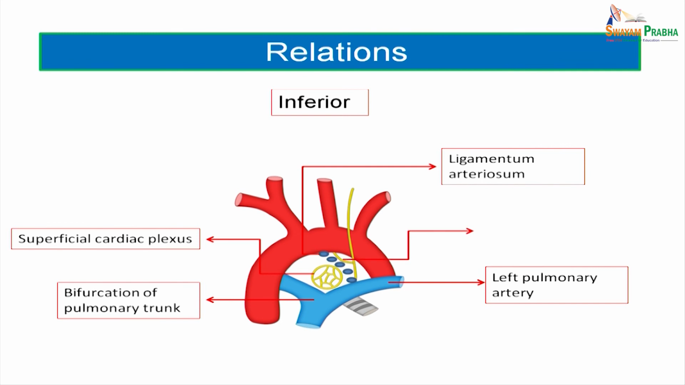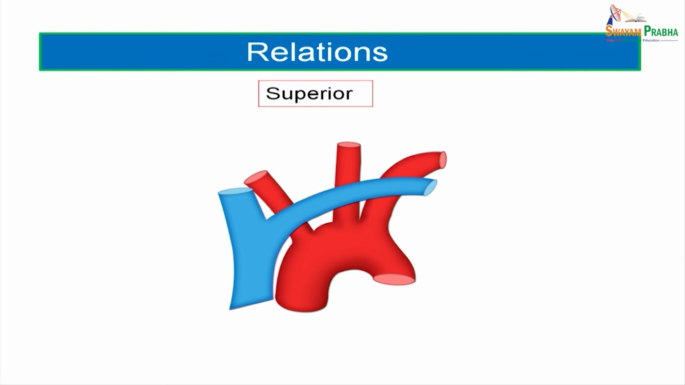And the last relation which is present on the inferior aspect is the left recurrent laryngeal nerve, which is on the left side of the ligamentum arteriosum. So, to summarize these relations on the inferior aspect, you have a superficial cardiac plexus and the left recurrent laryngeal nerve, and in between you find the ligamentum arteriosum and the artery, the bifurcation of the pulmonary trunk and the left pulmonary artery. So, moving on to the superior relations.